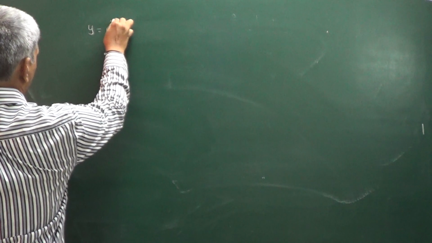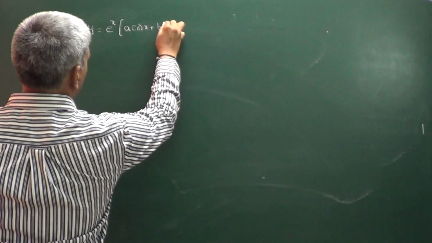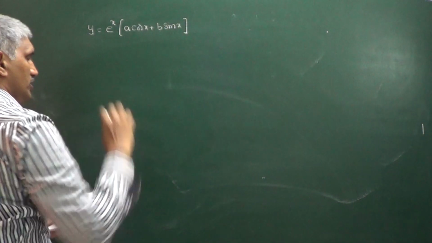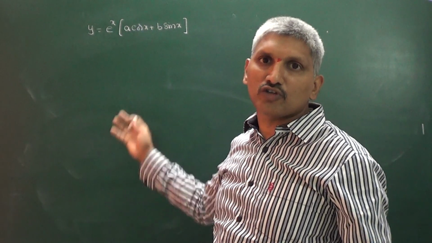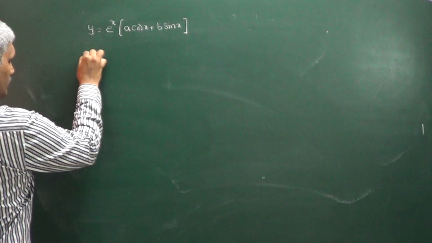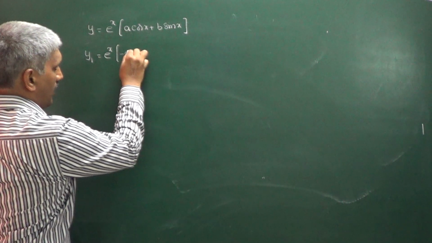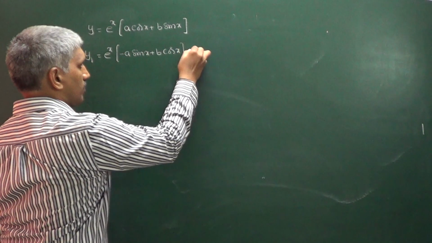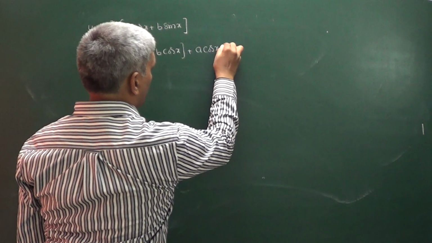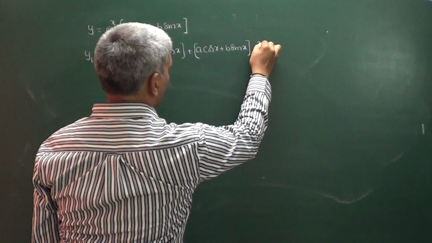Let's see, another question is given like this. Y is equal to e to the power of x into (a cos x plus b sin x). That is the given equation. Y is equal to e power x into (a cos x plus b sin x). For this family of curves, we have to find the differential equation. Okay. y1 is equal to e to the power of x into, we have to apply the UV rule, (minus a sin x plus b cos x), plus (a cos x plus b sin x) multiplied with e power x. Differentiation of e power x is e power x.